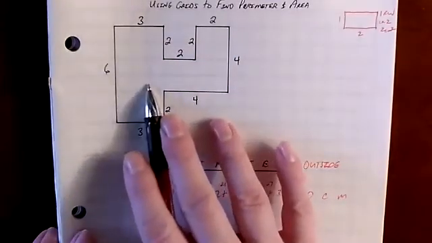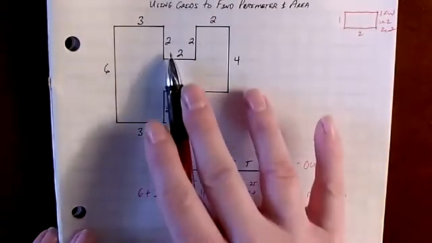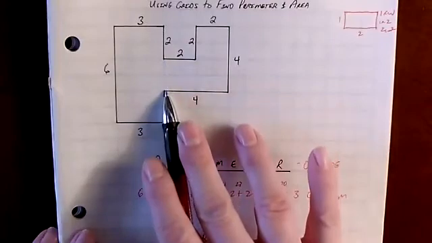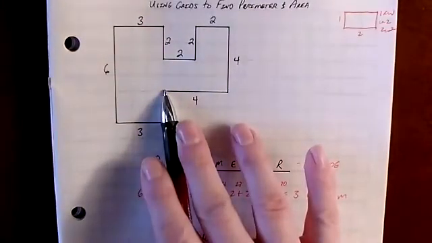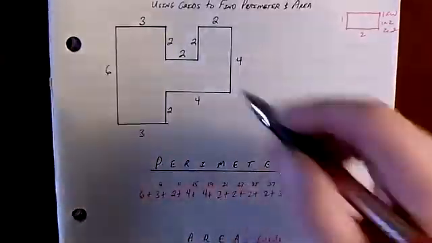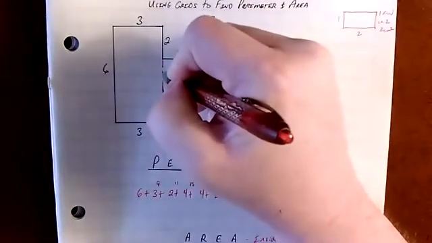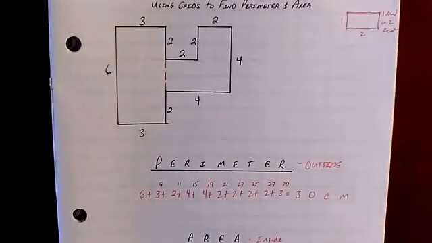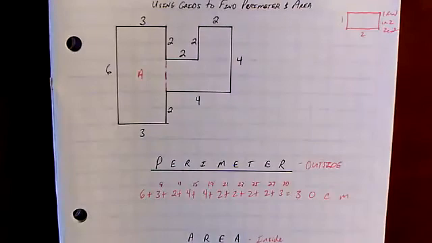And I could cut it along right here, and that would give me a nice rectangle down here. Or I could cut right here, which gives me this big, huge rectangle, okay? And with one cut, I can pretty much solve half of my problem. So let's do that. Let's cut along this line right here, okay? So I'll just put some dashes in there. So there is A. We're going to have to figure out what A is.